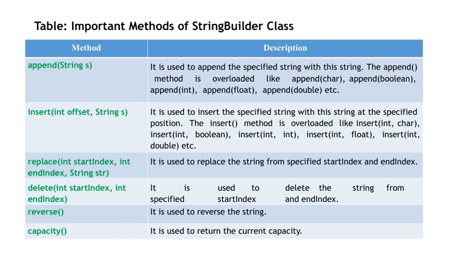Another key method is reverse. This simply reverses the entire string, which can be useful in various scenarios, such as checking palindromes or manipulating data for specific algorithms. Finally, there's capacity.